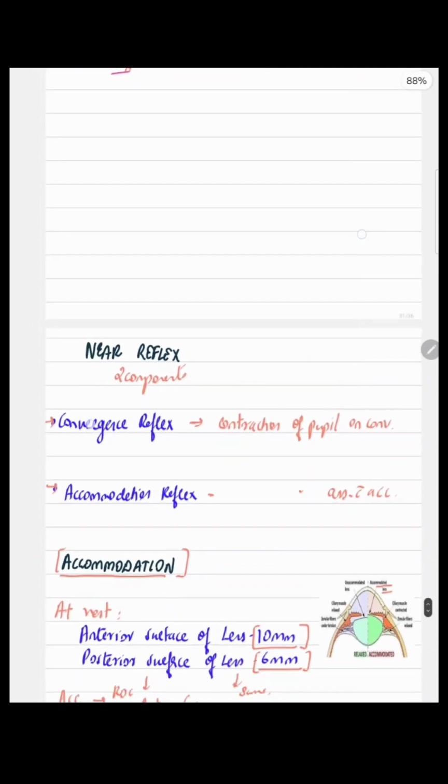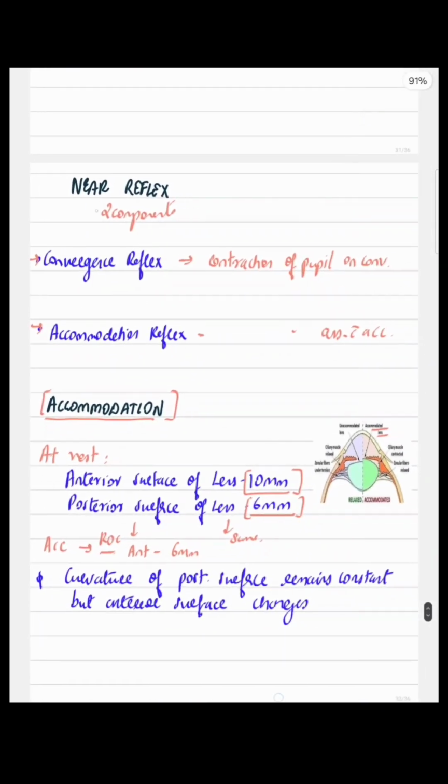Now next is near reflex. Near reflex has two components, that is convergence reflex and accommodation reflex. Convergence reflex is contraction of the pupil on convergence. Accommodation reflex is contraction of the pupil associated with accommodation.